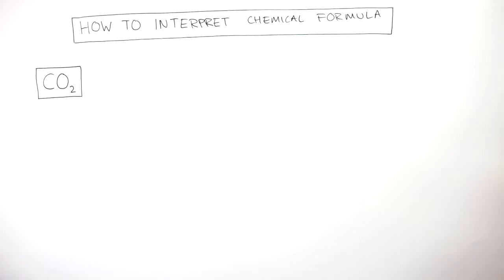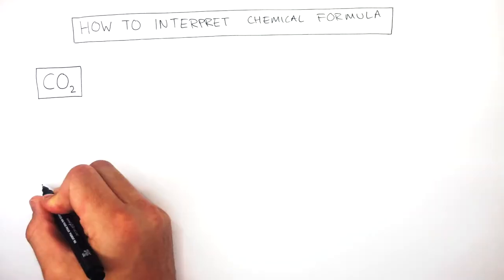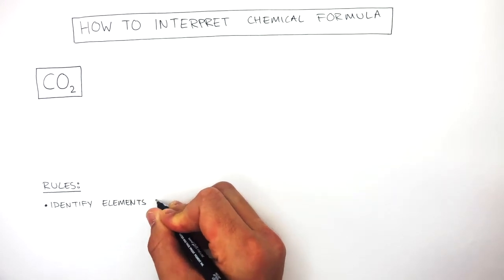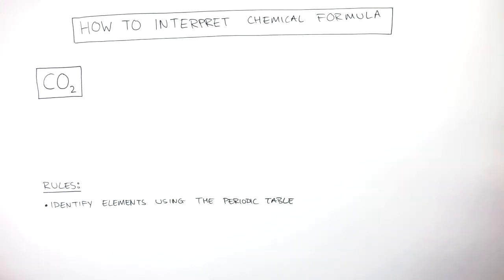To understand how to interpret this chemical formula, CO2, which is carbon dioxide, we're going to go through these rules. First, you have to identify the elements using the periodic table. The C is carbon and the O is oxygen.